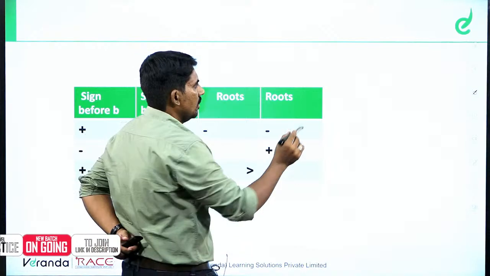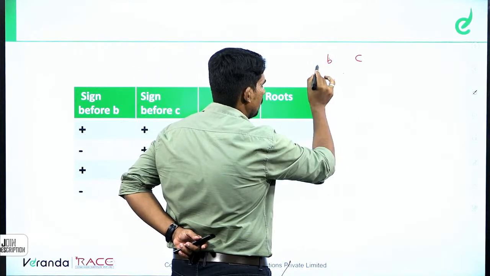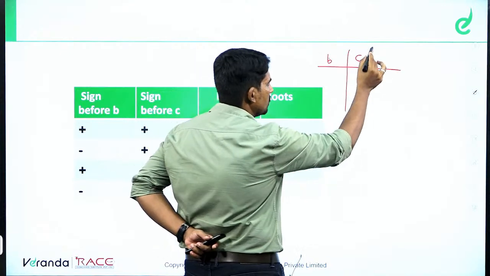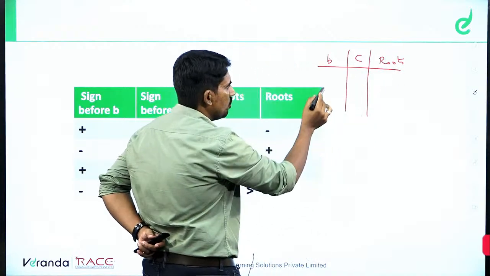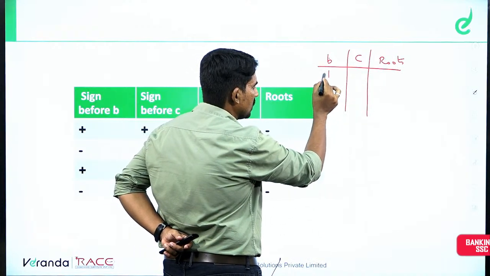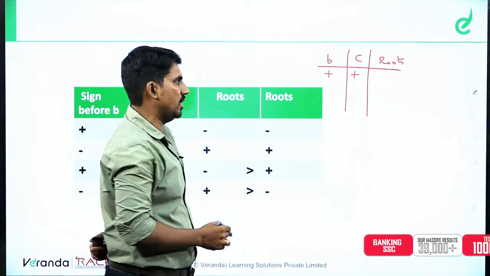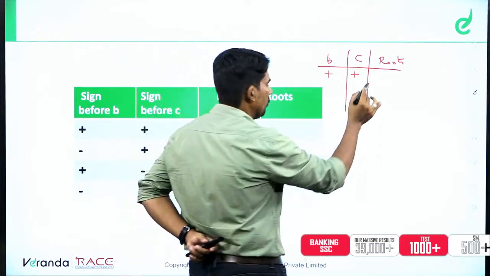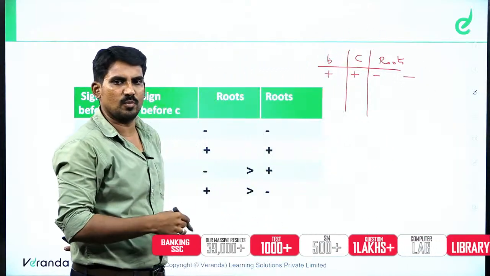Now, how can we study this table easily, how can we write it easily? Listen carefully, I am showing. That is, the sign before B, the sign before C, right? Okay. Now, this area is roots. Now, before B, first take the plus plus combination. Before B plus given, before C plus given means two roots are negative. That's all. Whatever roots we are getting, put minus.